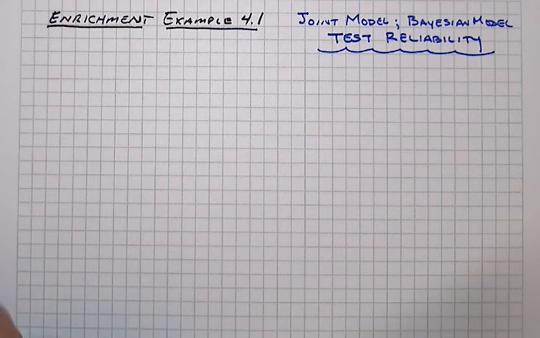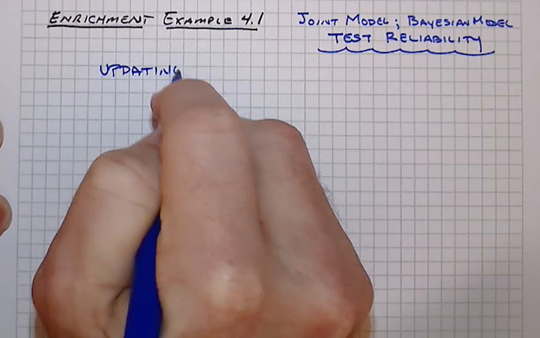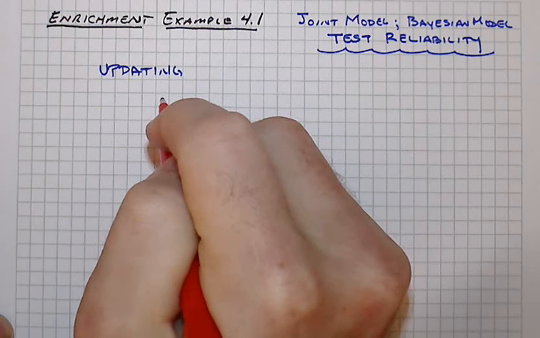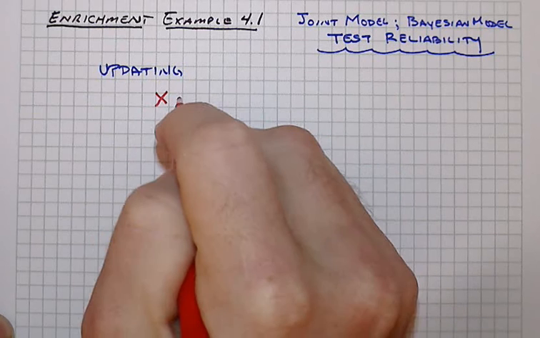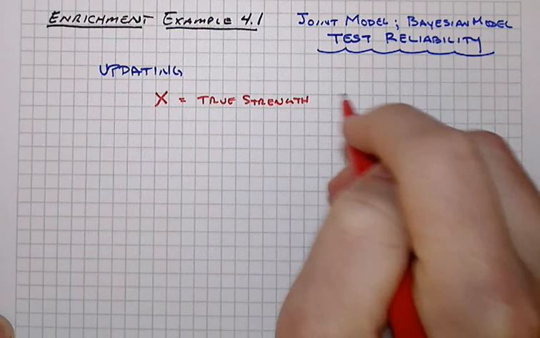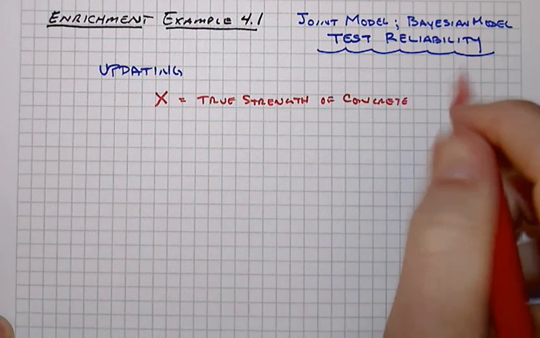So let's get into this in the same kind of context as what we were talking about before, and that's really about test reliability, but particularly now what you might call an updating situation. The context here is going to be about concrete strengths, but it could be about any property that we might be testing of any material or any other kind of process, really. We're going to let x, a random variable, be the true strength of the concrete specimen. That would be the compressive strength.